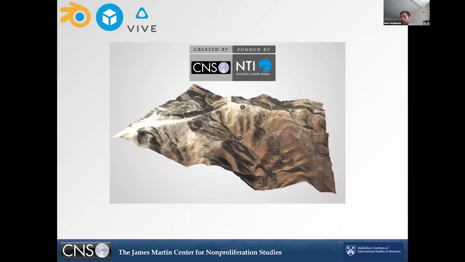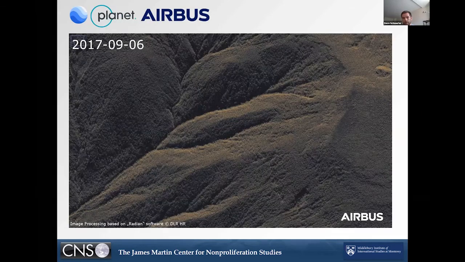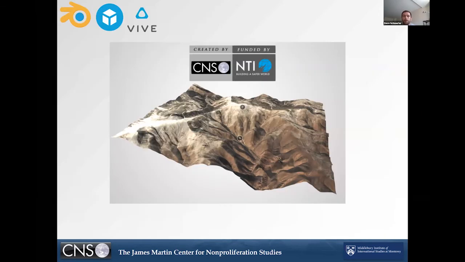Using visual satellite imagery, the elevation data that we got from this satellite image right here, and 3D modeling skills, we were able to actually get a grad student, which was pretty neat, to recreate North Korea's nuclear test site. So we had a student throw this up in Blender, import the elevation data from this, and then overlay satellite images from Planet Labs. This is an image from their Dove series of satellites.